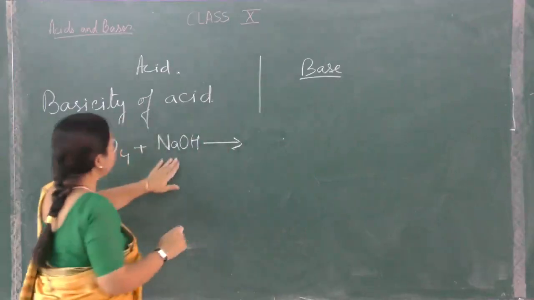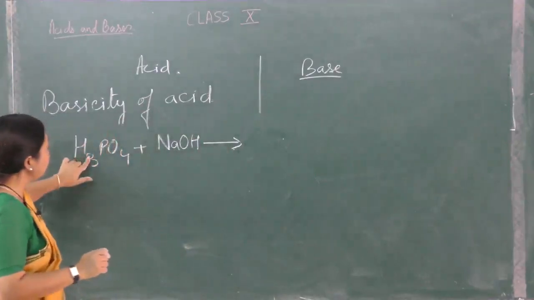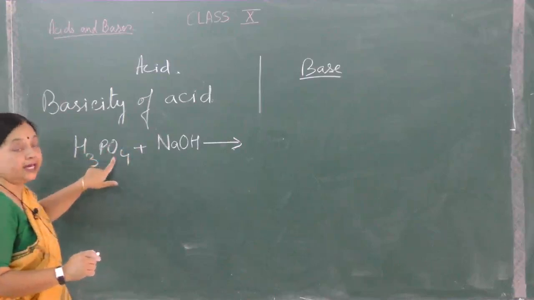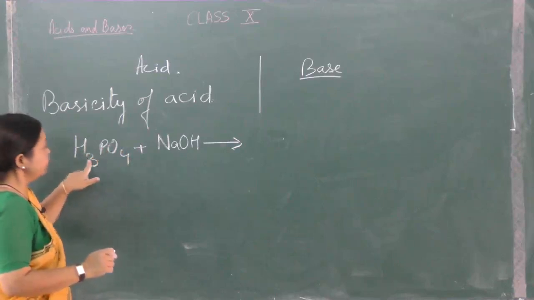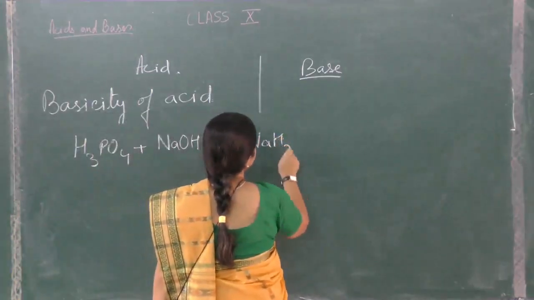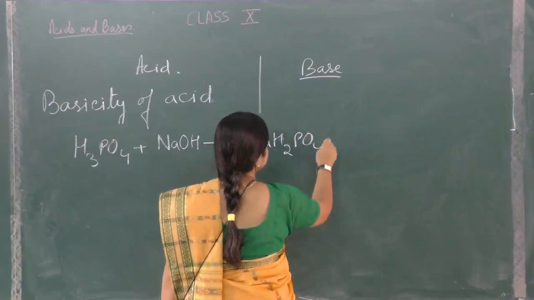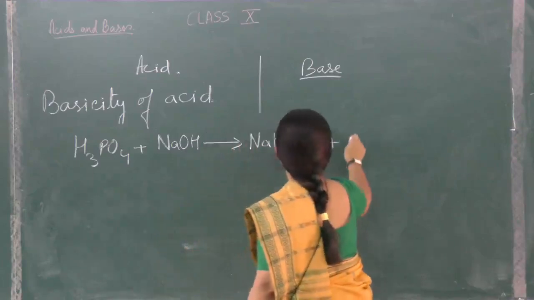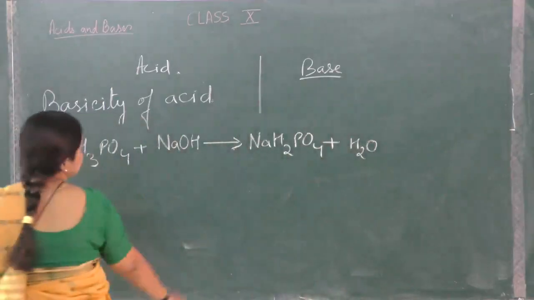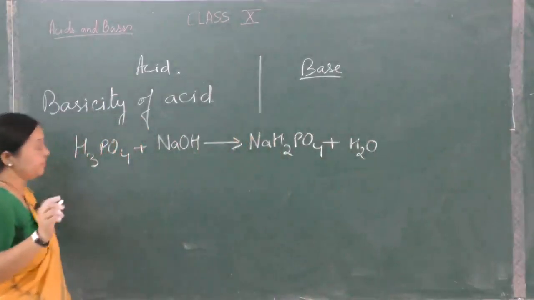So what is the salt produced over here? It will replace only 1 hydrogen from here. So NaH2PO4, and the hydrogen and OH will form water. So NaH2PO4 plus water. This is one salt. This is an acid salt. See, hydrogen is present over here.